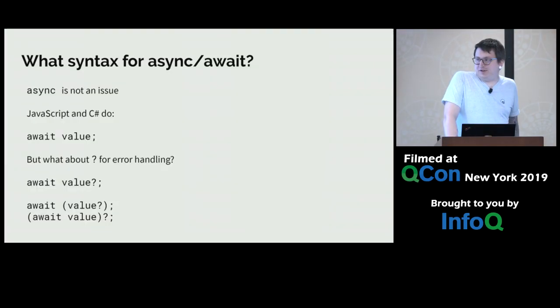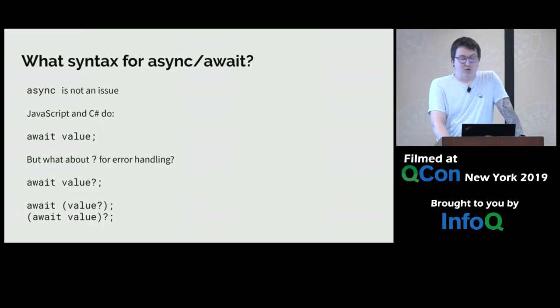What syntax do you use for Async-Await? You would think this is a simple question, but it turns out that when you're designing a programming language, you have to think about edge cases. And it turns out there are a lot of edge cases that are specific to Rust that other languages didn't have to deal with. So Java and C# both do await space value. Nice and straightforward. Everything's fine.